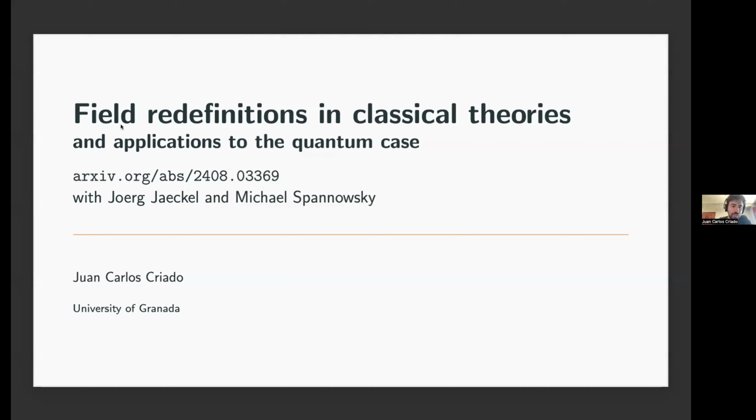It's based on this paper that I have with George Jekyll and Michael Spanowski. What we did here, we wanted to study field redefinitions in the context of quantum field theory, but we noticed that most of the issues that arise can already be discussed at the level of classical field theory. So the paper is all classical field theory, and then we have some connections to quantum field theory. So let me start with some motivation.